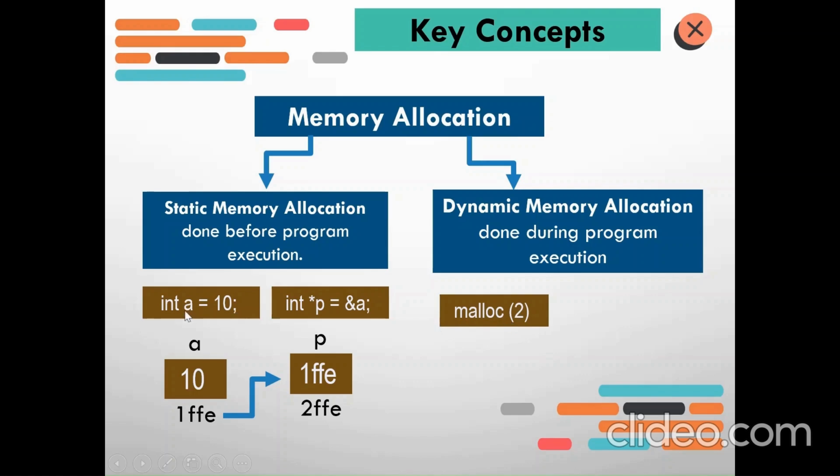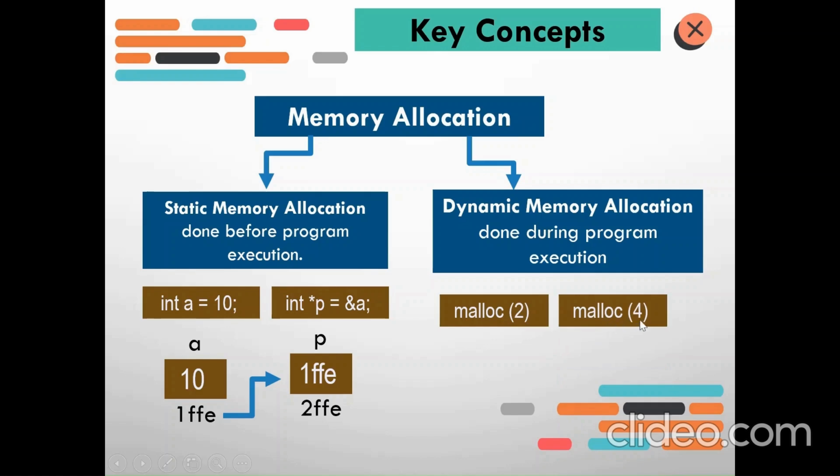The difference is that here you have named that location as A, while here you have allocated 2 bytes of memory, but you have not assigned a label or a name to those 2 bytes that you have allocated. So we'll be elaborating on things shortly. Let us move to this second example.